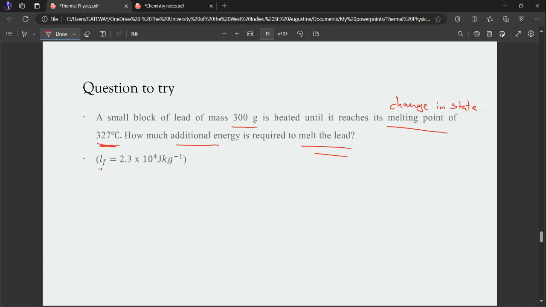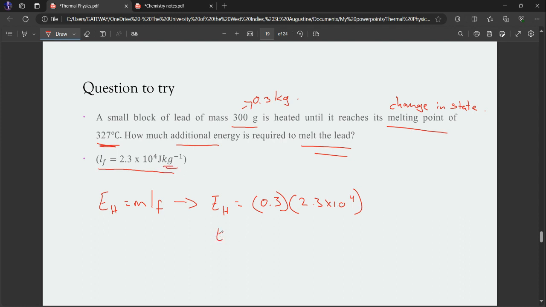And they give us the specific latent heat of fusion. So we use heat energy is equal to the mass multiplied by the specific latent heat of fusion. So the heat energy will be equal to the mass, but we have to convert this to kilogram by dividing by 1,000. Right, so 300 divided by 1,000 will be 0.3 kilogram. Right, so 0.3 multiplied by 2.3 times 10 to the power of 4. Notice this is also given in terms of kilogram.